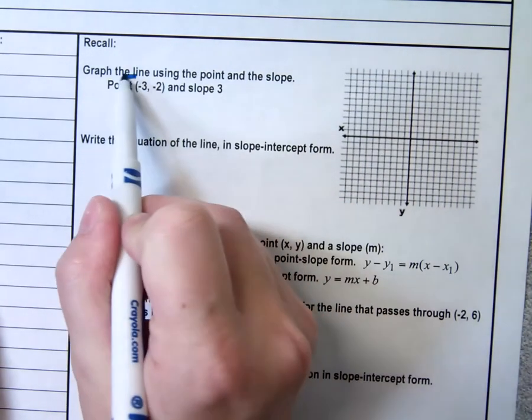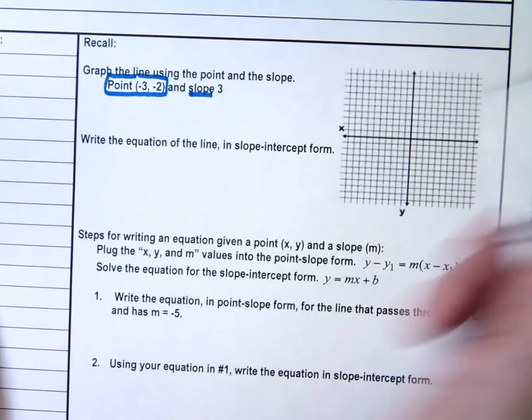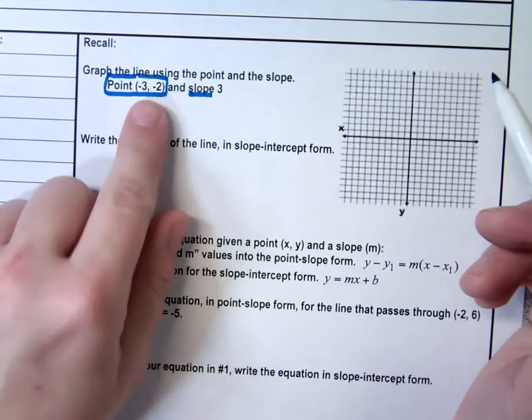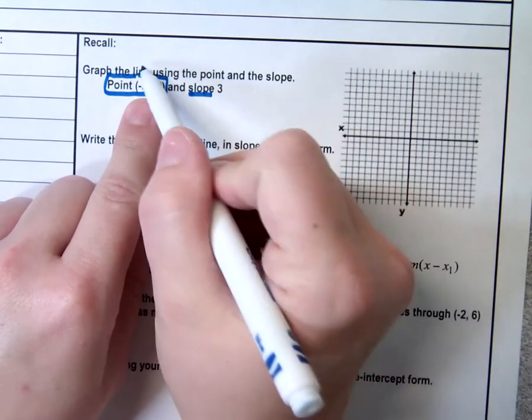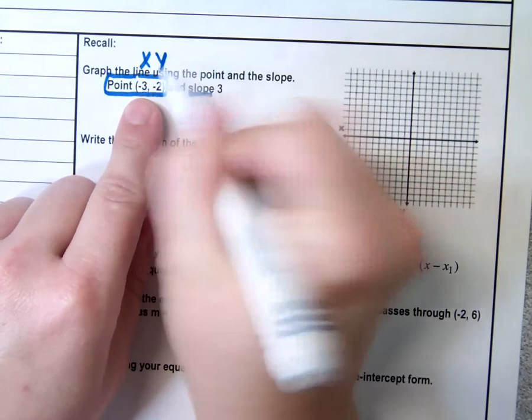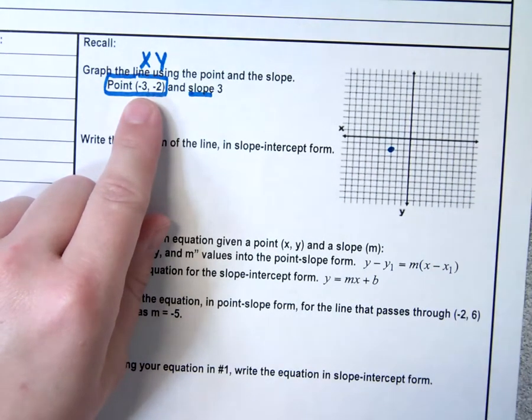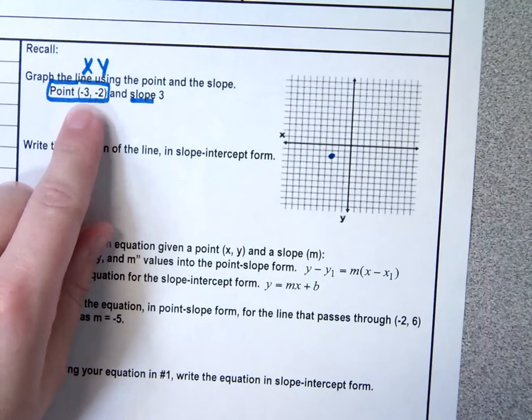It gives us the point -3, -2, and it gives us a slope of 3. So remember, whenever you're graphing, you always want to start by plotting your point. So since the x-coordinate's -3, I go left 3. And since the y-coordinate is -2, I go down 2. So there's my point, -3, -2.